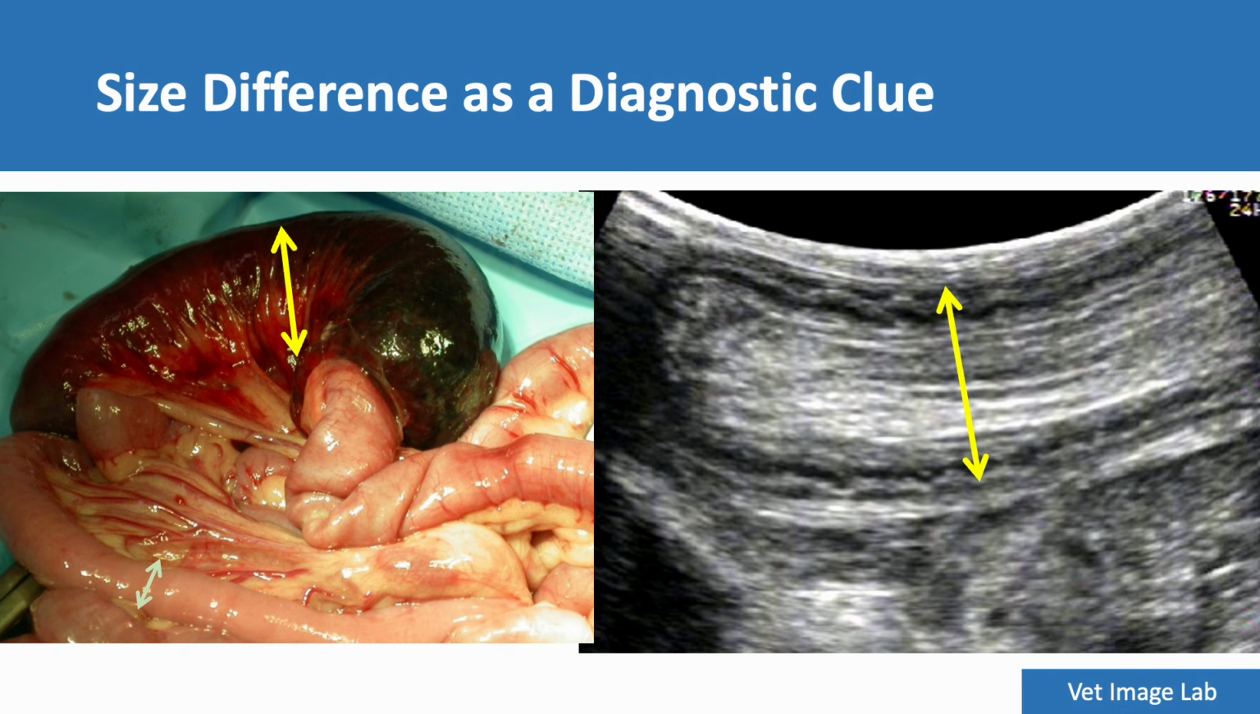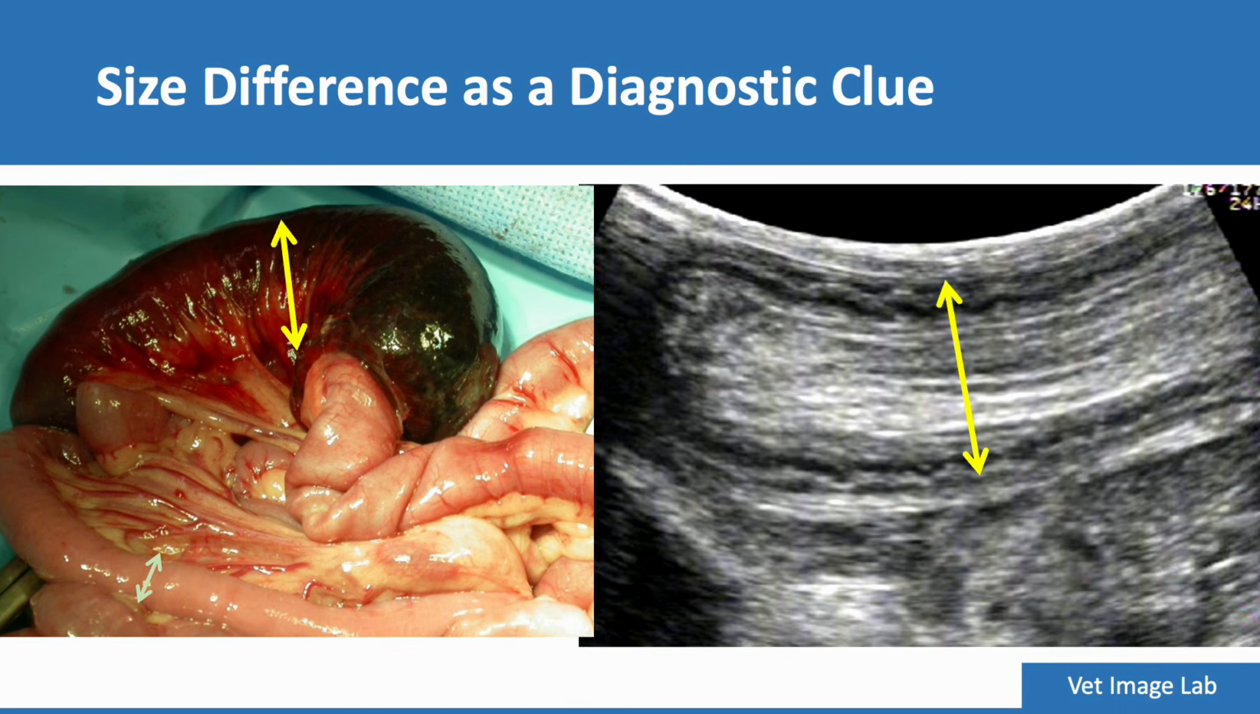In intussusception, one intestinal segment is located inside another intestinal segment, so the overall diameter of the intussuscepted segment is usually much larger than that of the adjacent normal bowel. As you can see in this ultrasound image, the intussuscepted segment is more than twice as dilated as the normal bowel loop located just below it. This size difference can also serve as an important clue.